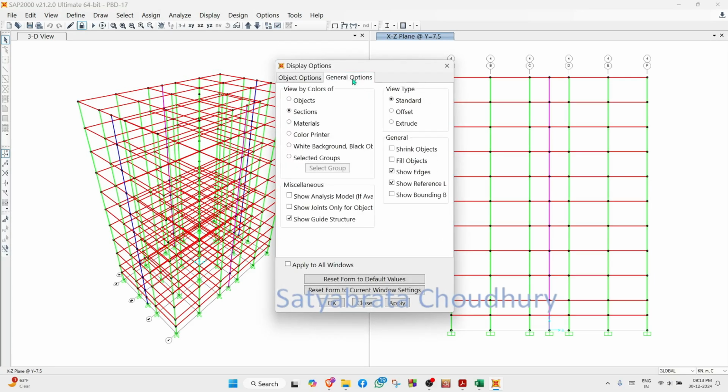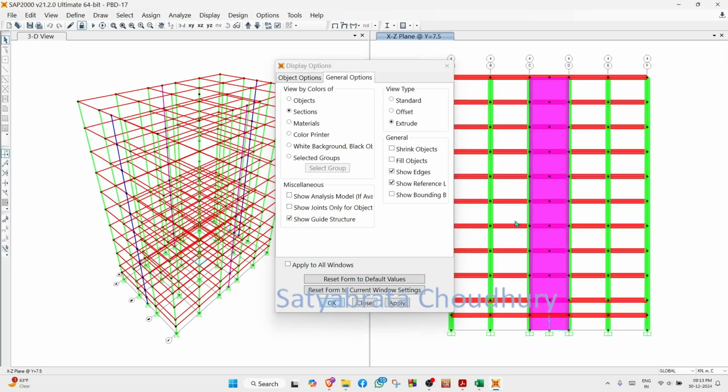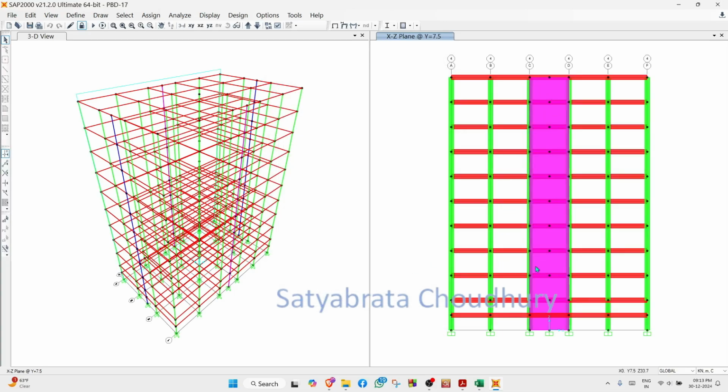If you go to the general options and give extrude, apply, yes. So it is showing, you see, this is the shear wall and the others are columns. This shear wall has been modeled as wide columns only. So we have 4 shear walls on the 4 edges of the boundary lines of the building.